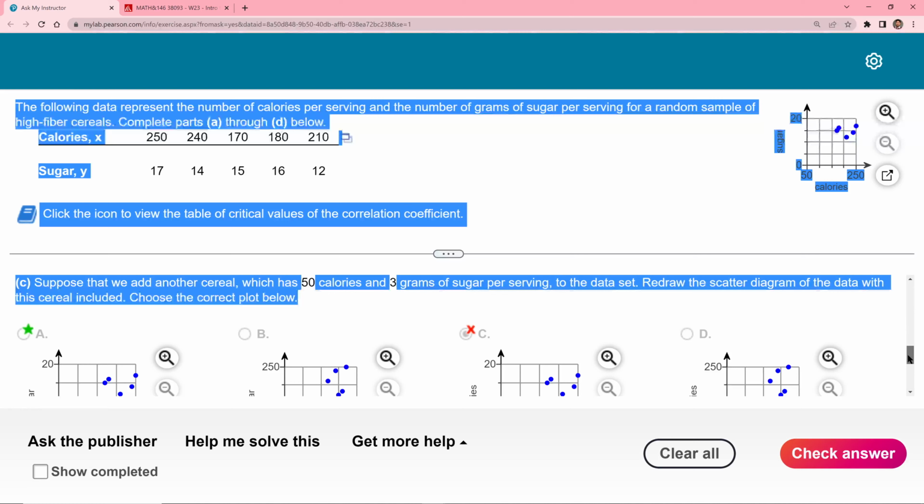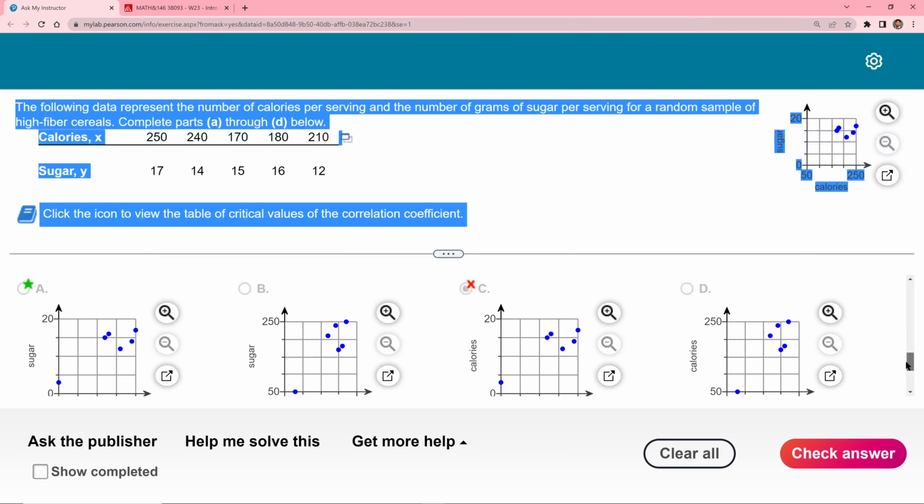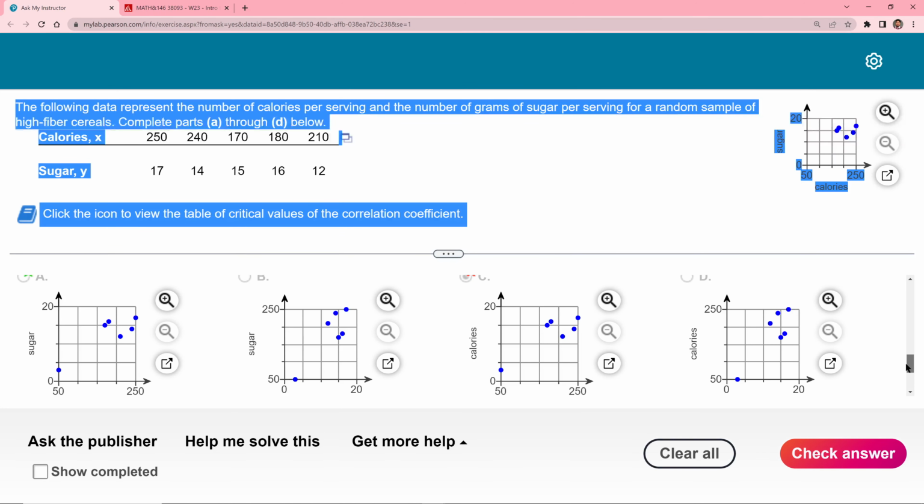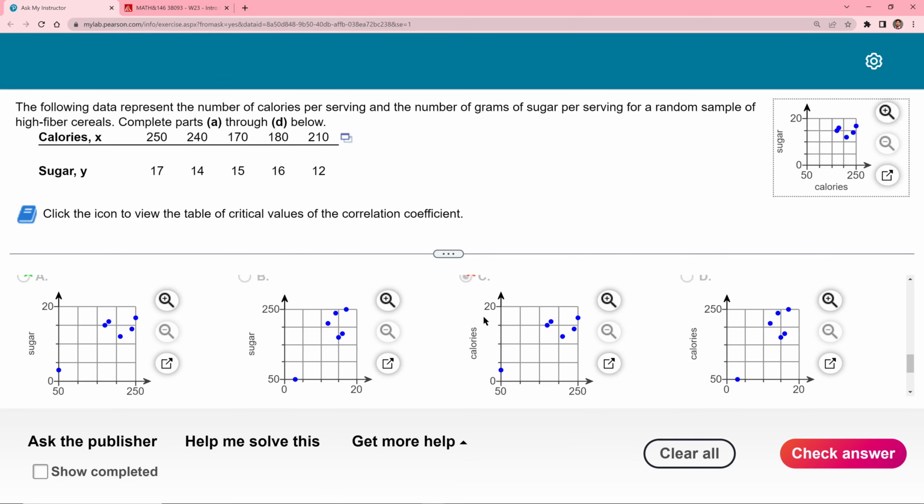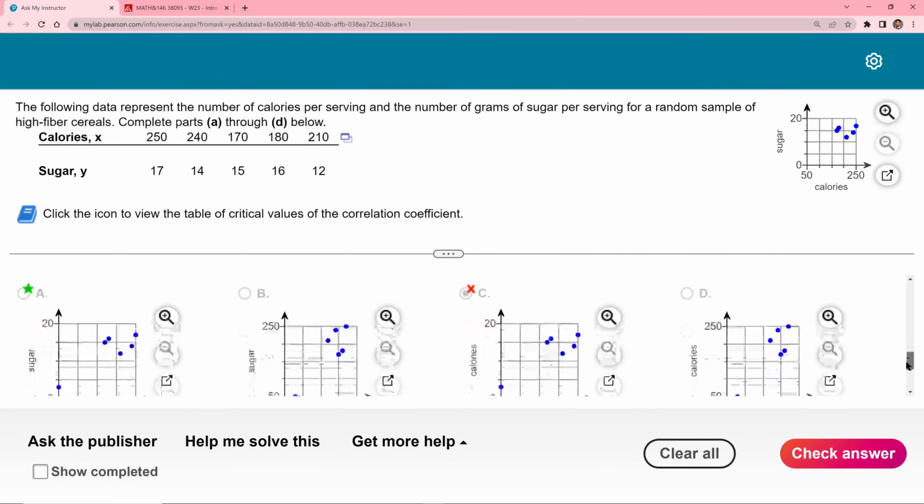So that's just a matter of figuring out how to read the graph. These two were very, very similar. But the problem is that we have sugar on the left, and here we have calories on the right. It actually should be sugar on our horizontal and calories on our vertical. And so that's what's wrong with C. Other than that, C would have been the right answer. So I think we just kind of got tricked.